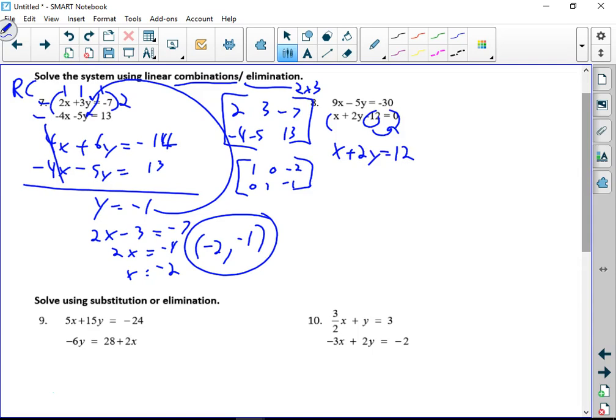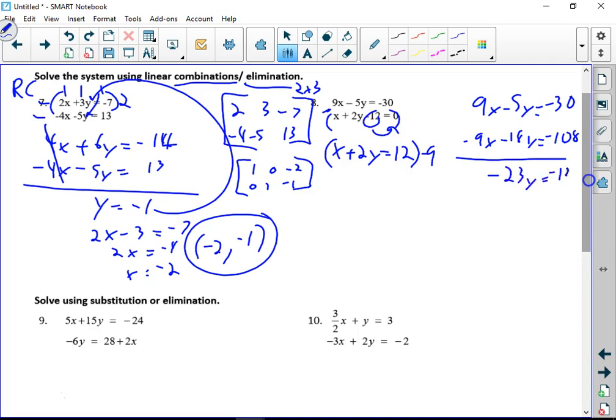Now at this point, I can cancel my y's with a 10 and a -10, or my x's with 9 and -9. The simplest thing to do is this, because I already have a +9 right there. So I'm just going to rewrite 9x minus 5y equals -30. And I'm going to distribute my -9. -9x minus 18y equals -108. When I do that, I get -23y equals -138. And when I divide by -23, I get a +6.